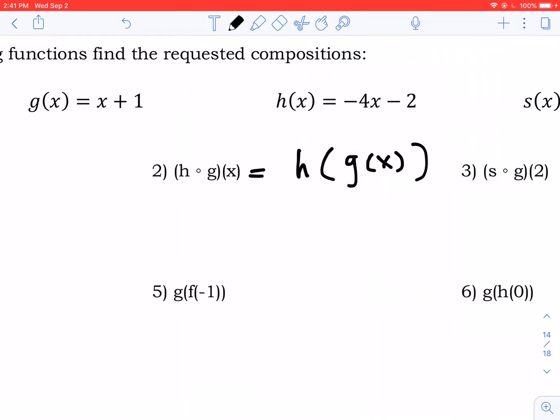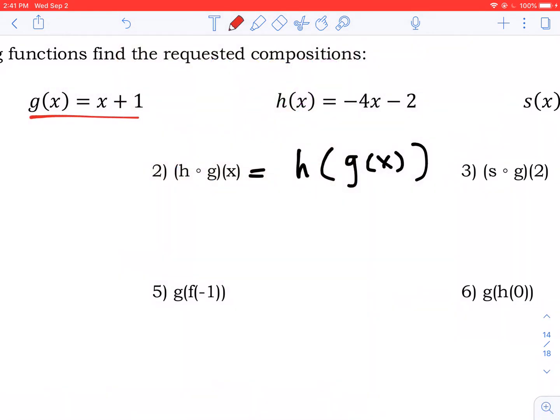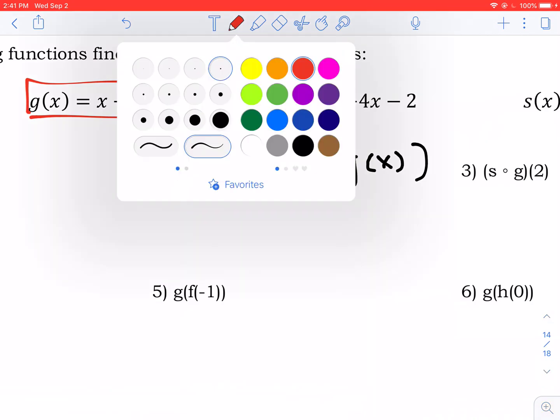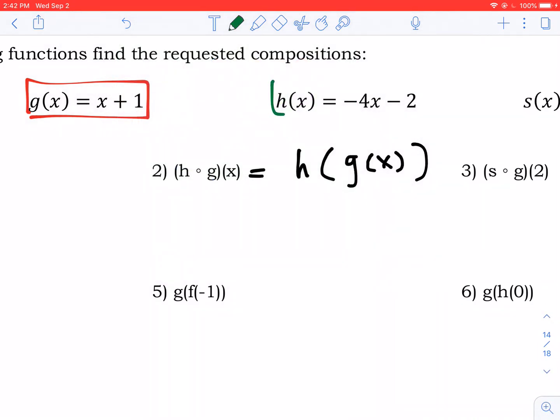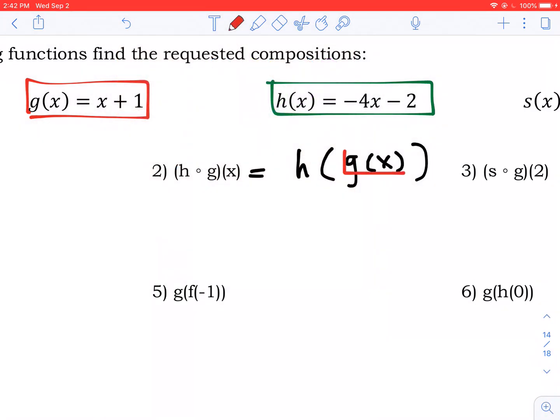So let's look at what that's going to look like. Again, if we want to use some color, let's let g of x be the red function. Let's let h of x be maybe green. So we're going to take g of x, this guy here in red, and plug it into h of x. So let's see what that's going to look like.